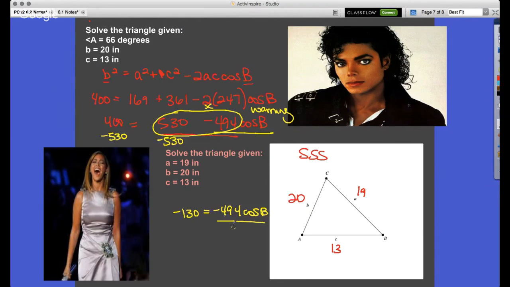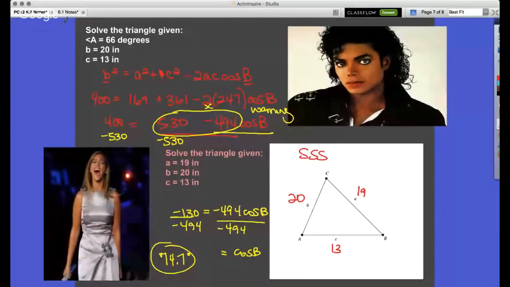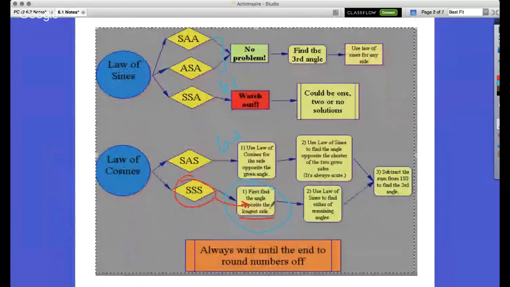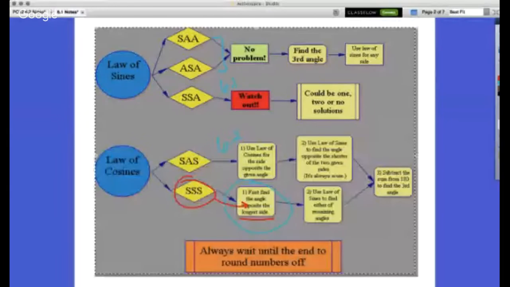Now, by order of operations, I divide by negative 494. So cosine of B equals negative 130 divided by negative 494. Then we take the cosine inverse of both sides, which gives me 74.7 as my longest angle first. Again, this is important: first find the angle opposite the longest side. That's very important.